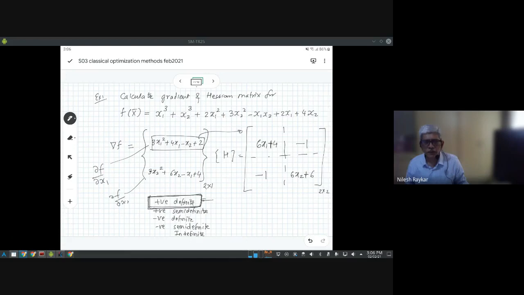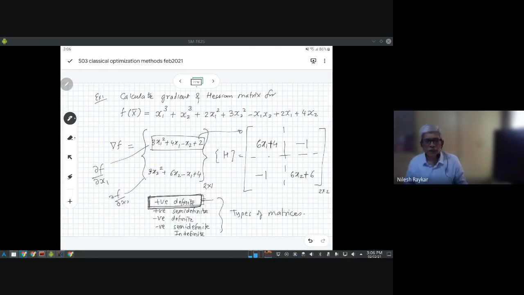So we'll see the procedure for how to determine this type of matrix. What is the procedure for determining the type of matrix? These are known as types of matrices, and we are interested among them in one particular type, that is positive definite.